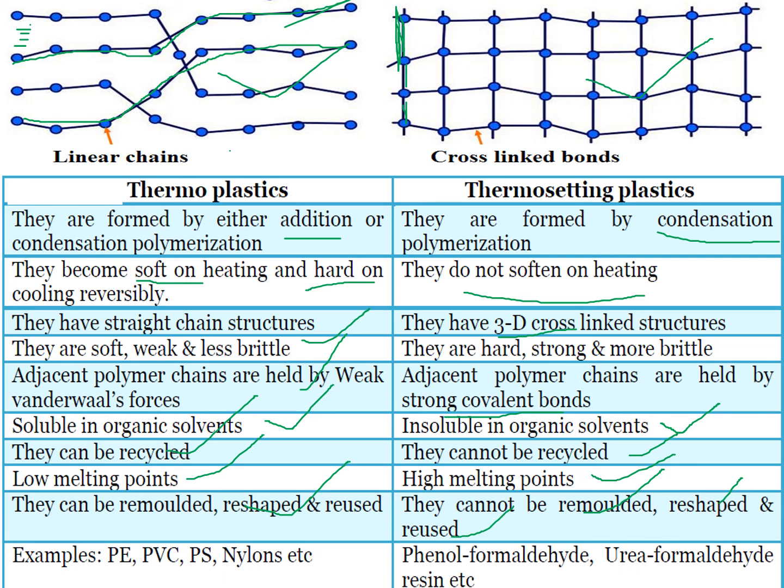Examples for thermoplastics are polyethylene, polyvinyl chloride, polystyrene, and nylon. Examples for thermosetting plastics are phenol formaldehyde resin, urea formaldehyde resin, and polyamides. These are the examples for the thermosetting polymers. This is a very important topic when you are studying the classification of polymers.